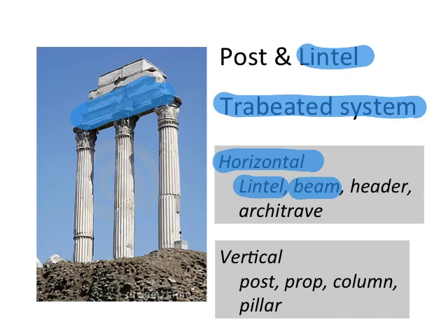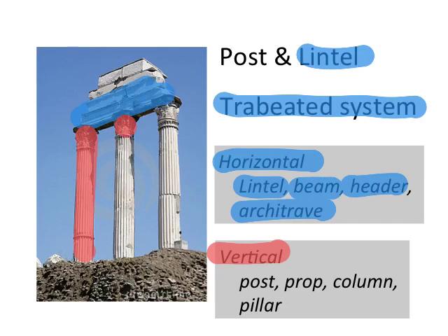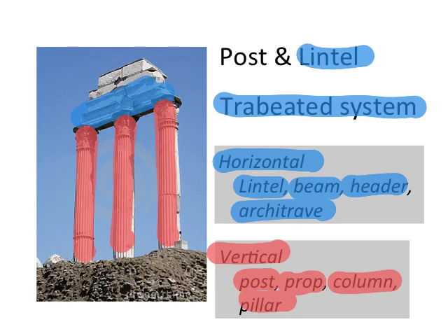But sometimes they're referred to as beams or headers or architraves. The vertical component, which in this case is these columns, are referred to as the post, or sometimes the prop, or a column, or a pillar. And that is why, hence, the post and lintel system.